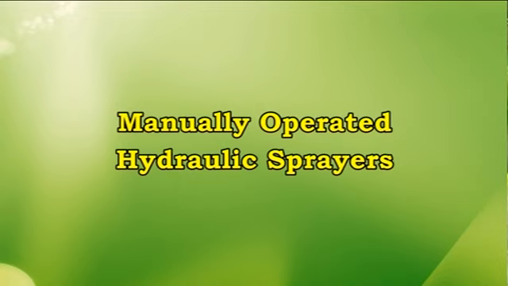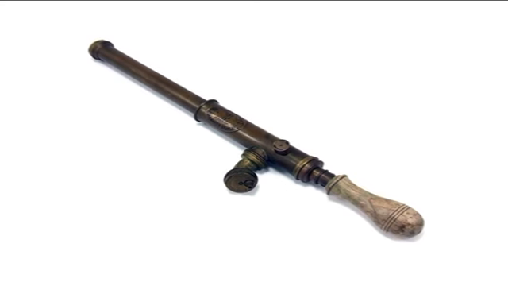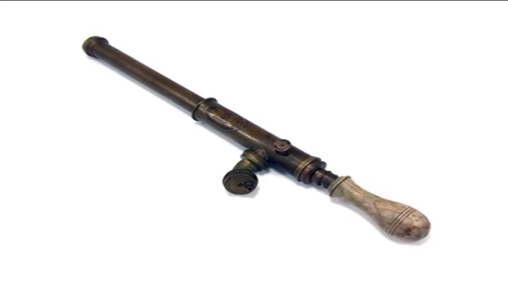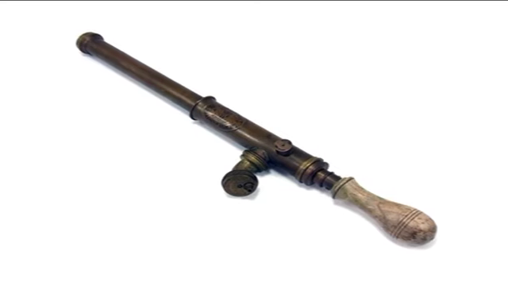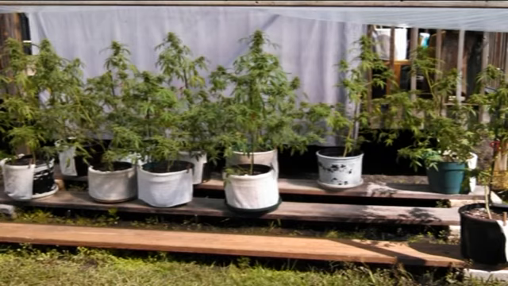First one is manually operated hydraulic sprayers. In that we have hand syringe. It consists of a cylinder and a plunger. Spray fluid has to be contained in a separate tank. The liquid is drawn in on the return stroke of the plunger and ejected during the compression stroke. After each ejection, the spray fluid has to be drawn in. It is useful for small scale spraying in kitchen gardens and pot plants.